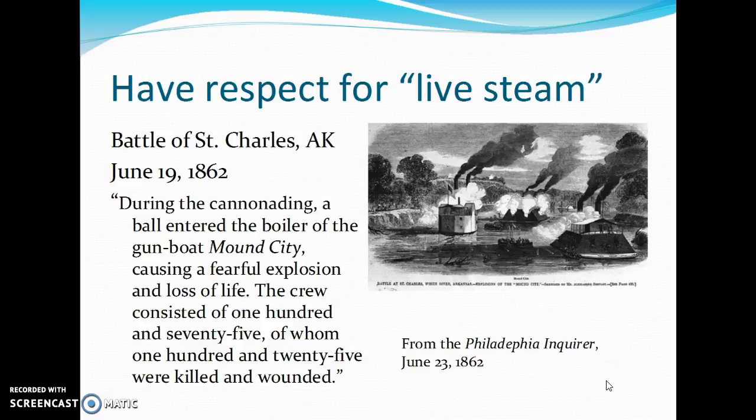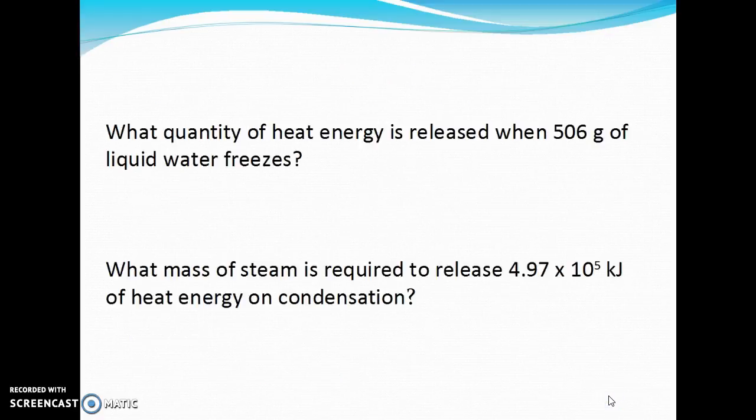The Battle of St. Charles, Arkansas, most people have never heard of, took place in the summer, close to summer of 1862. And this is the story that was reported in the Philadelphia Inquirer 4 days later. A cannonball entered the boiler of the gunboat Mound City, causing a fearful explosion and loss of life. The crew consisted of 175, of whom 125 were killed and wounded. The rest of the story is interesting.